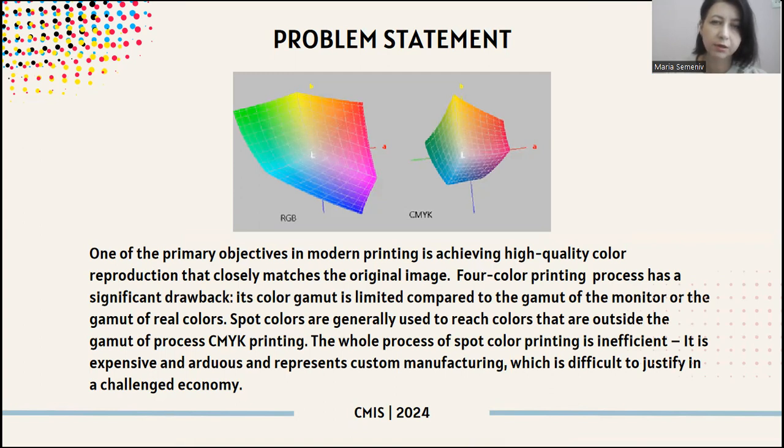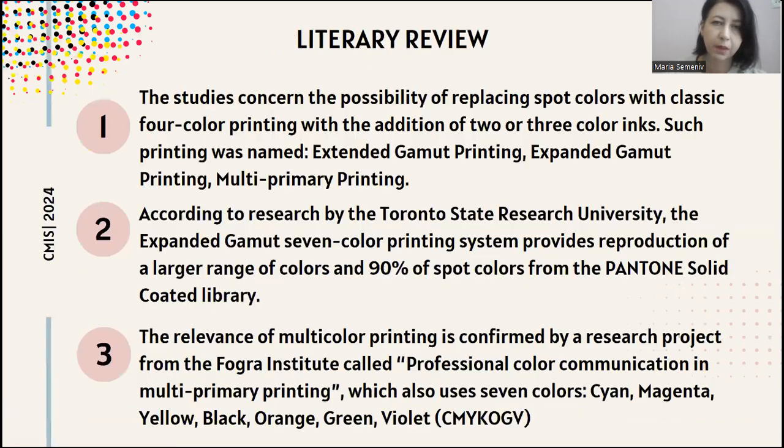Its color gamut is limited compared to the gamut of the monitor and the gamut of real colors. Spot colors are generally used to reach colors that are outside of the gamut of process CMYK printing. The whole process of spot color printing is inefficient. It is expensive and arduous, and represents custom manufacturing, which is difficult to justify in a green economy.